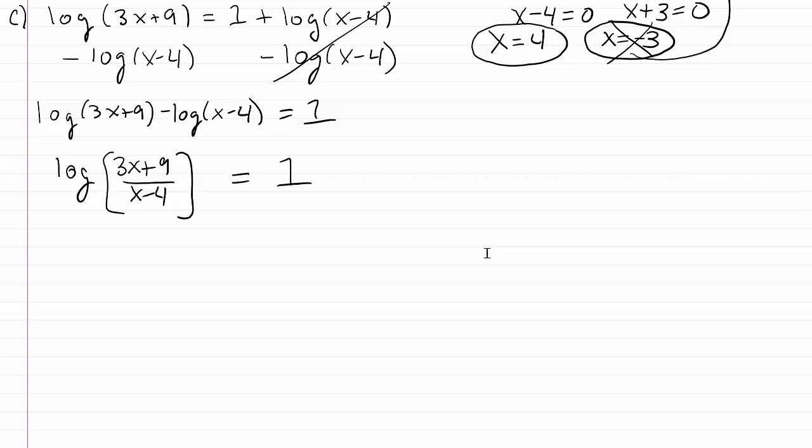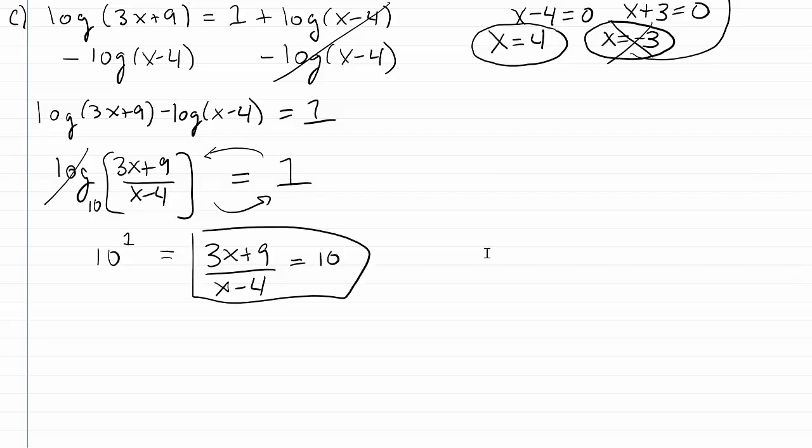Now, once you have it written so there's a single log on the left and just a number on the right, you can switch to exponential form. Don't forget there's an unwritten base here of 10 for the common log. So we'll drop the log and switch these two positions, keeping 10 as the base, this time the base of the exponent. It'll be 10 to the 1 power is equal to 3x plus 9 over x minus 4. Now that's the same as saying 3x plus 9 over x minus 4 is equal to 10, right?